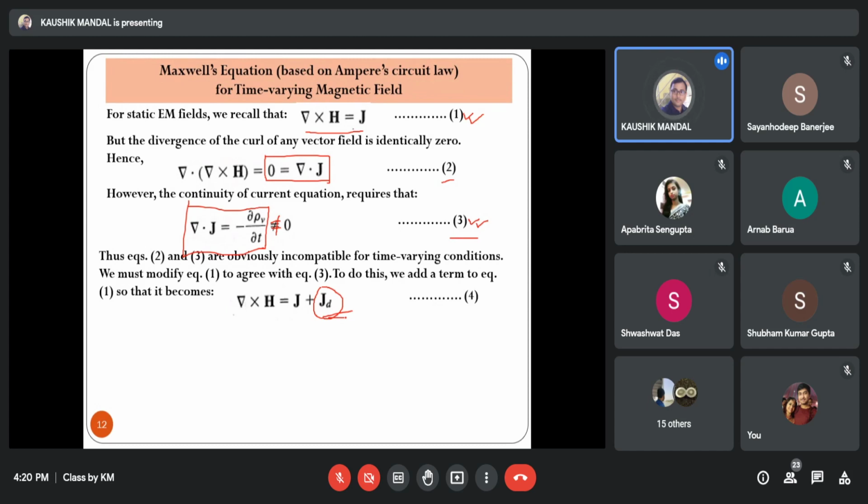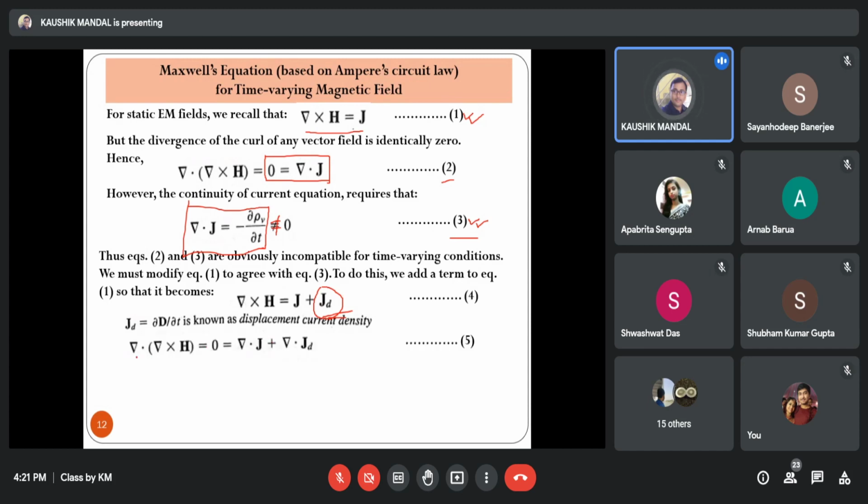Now once again we will apply the same process, that is we will take divergence on both sides. This JD, which is purposefully added to the basic Maxwell's equations, is known as the displacement current density. We will discuss in detail about this displacement current and displacement current density. For the time being, we are just considering that we have added some extra term, that is JD, where JD equals del D del t, known as the displacement current density.